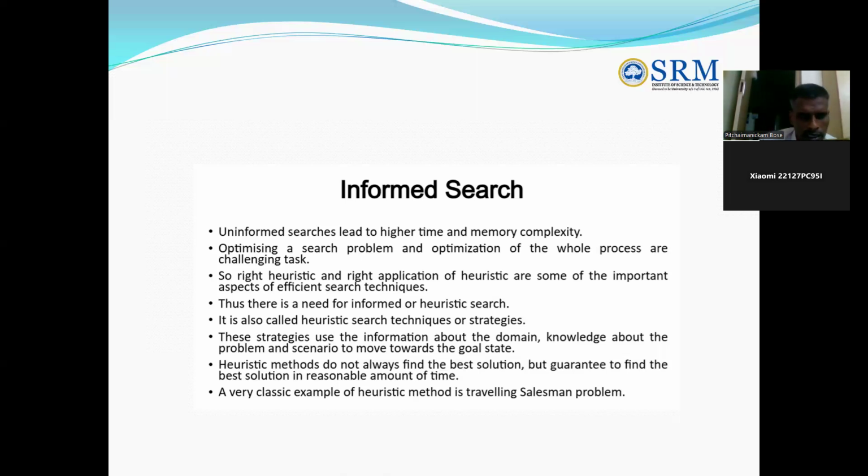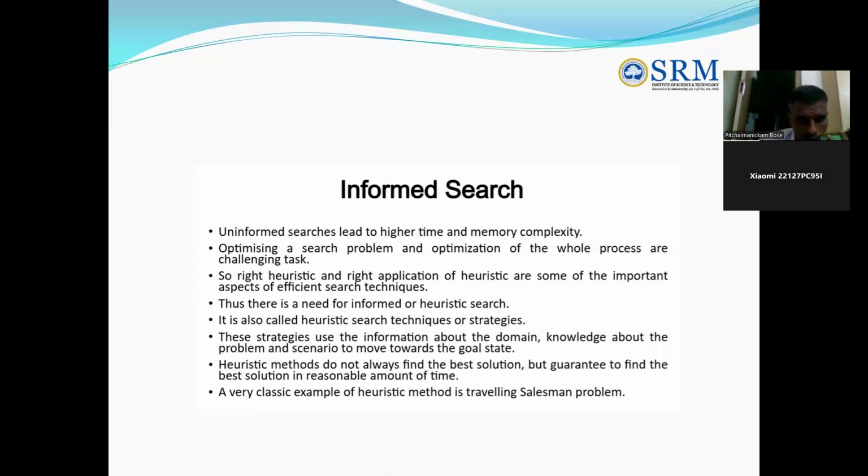So thus there is a need for informed as well as heuristic search, and this is also a heuristic search technique, or some other strategies that should be followed for the informed search. So informed search means some other data that should be provided well in advance. These strategies use the information about the domain, common knowledge about the problem and the scenario to move towards the goal state also.